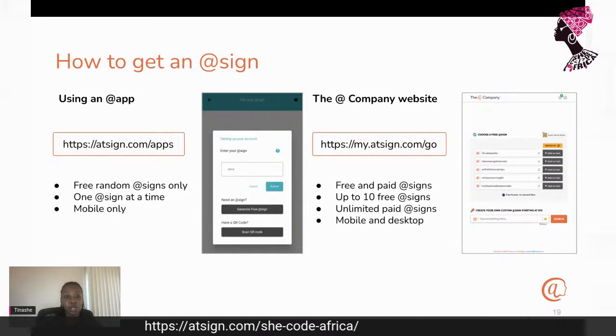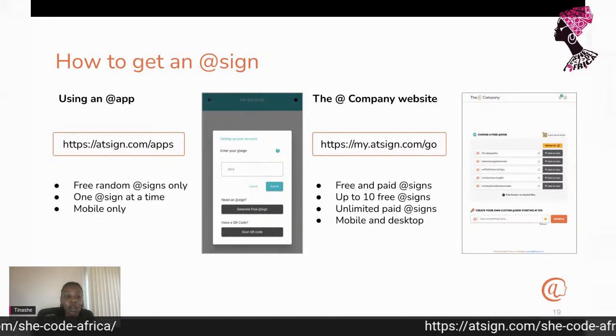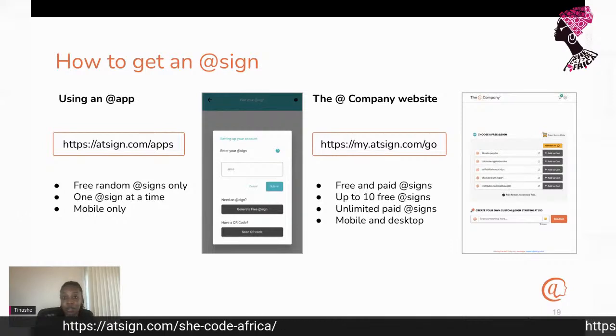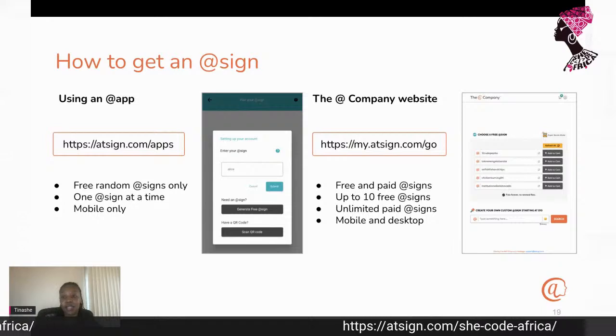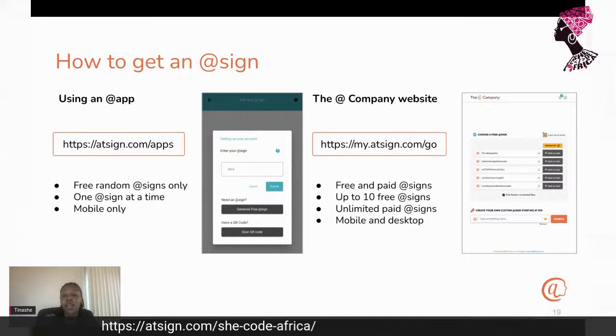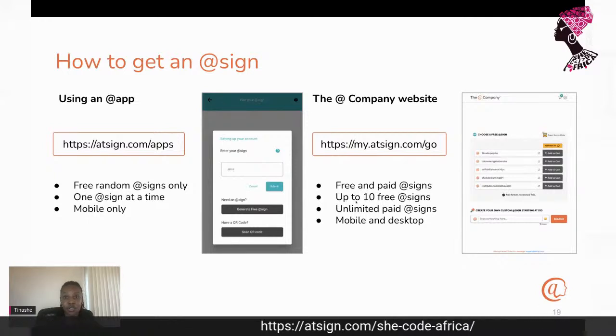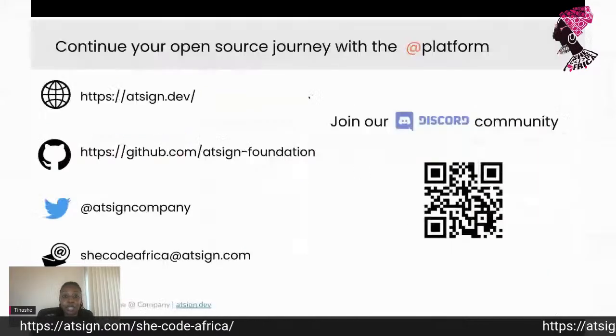So you could do this using the app, where you can get 1 randomly generated @sign, and you can only do this on mobile. So that's option 1. Option 2, which is the more fun option, is going through our company website. This allows you to access free and paid @signs. You can get up to 10 free @signs in one go. You can get unlimited paid @signs, and this is available for both mobile and desktop. So I'm just going to go ahead and show you how to get the @signs on our website.